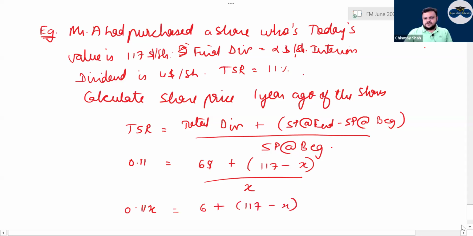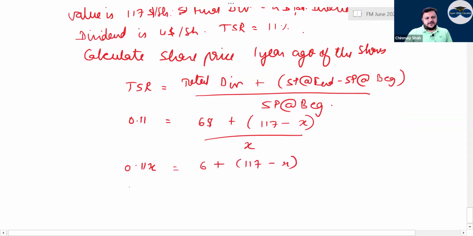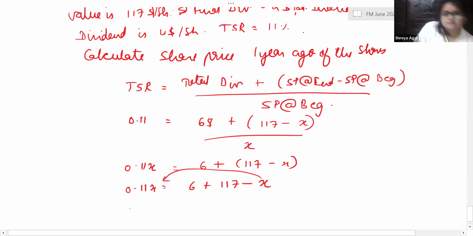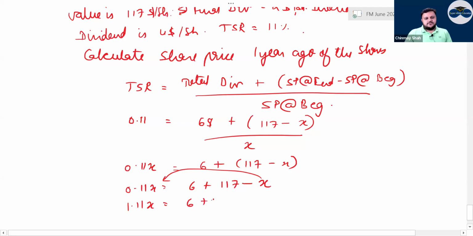How will you solve it? Open this bracket up. 0.11X is equal to 6 plus 117 minus X. Take the X here. Correct. Therefore, it will become what? Minus X will become plus there. Correct or not? So yes, it will become 1.11X is equal to 6 plus 117. So 6 plus 117 would be how much? 123, no?